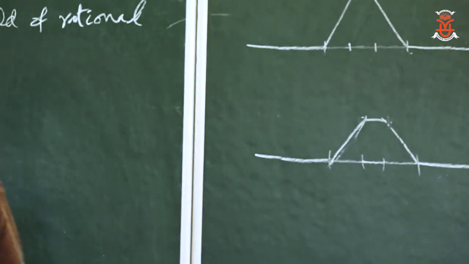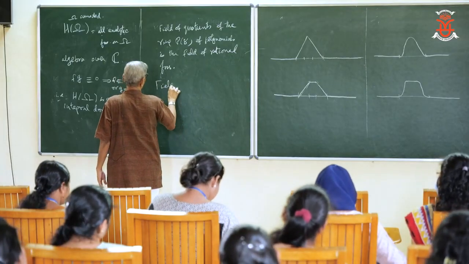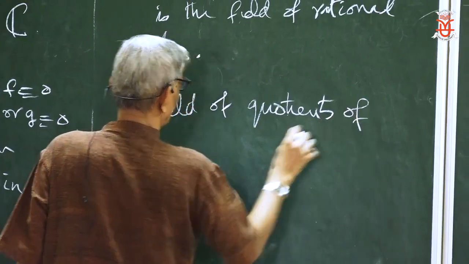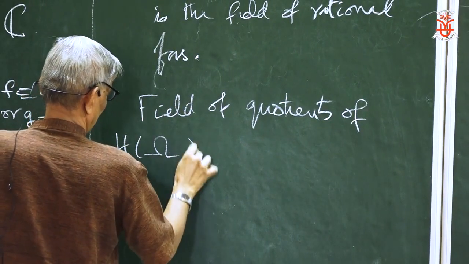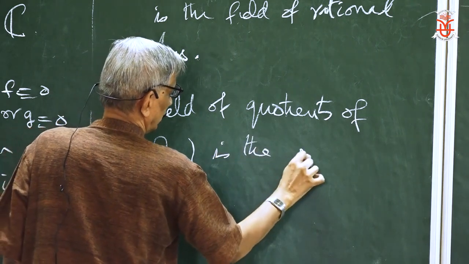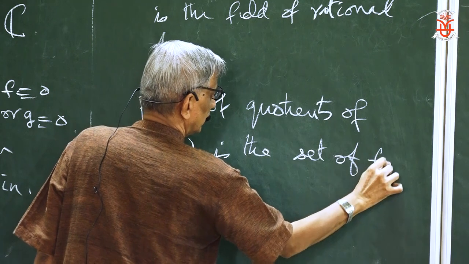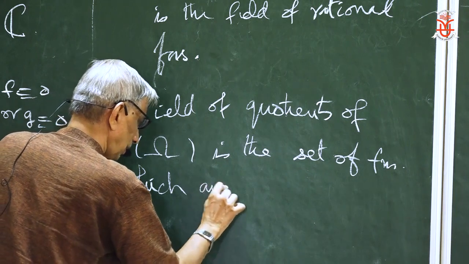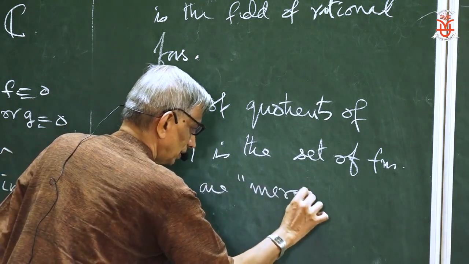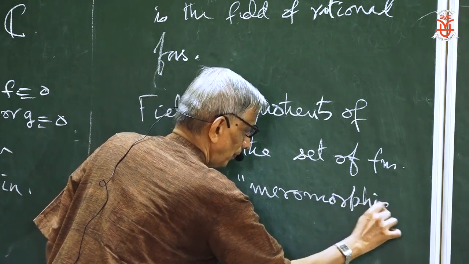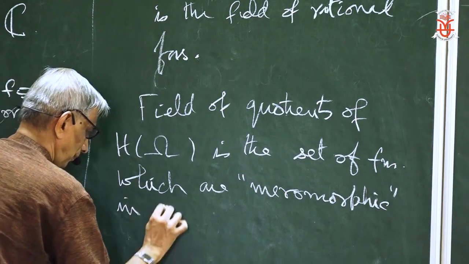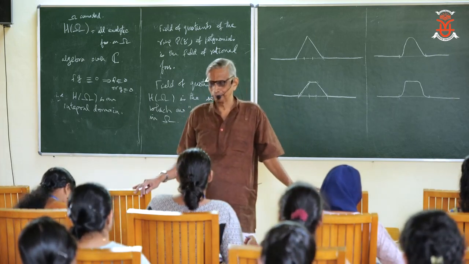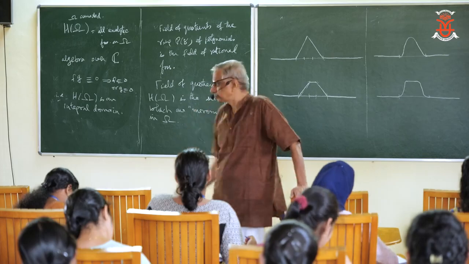So a field of quotients of H(omega) is the set of functions which are, we have not defined this term, we will soon define, meromorphic. We will define meromorphic function a little later, okay, once we define poles.